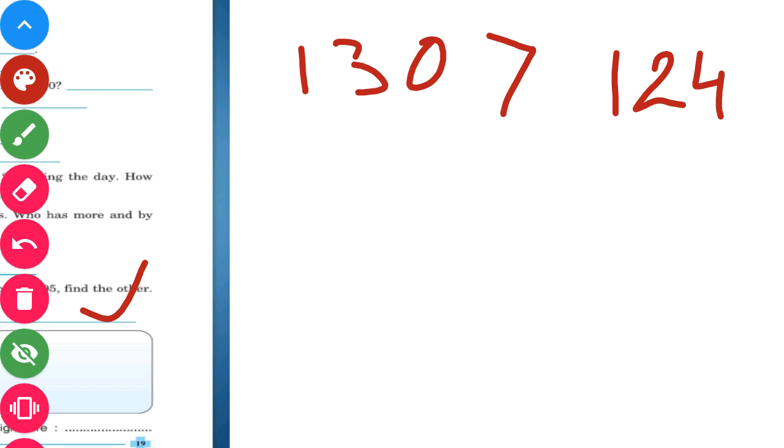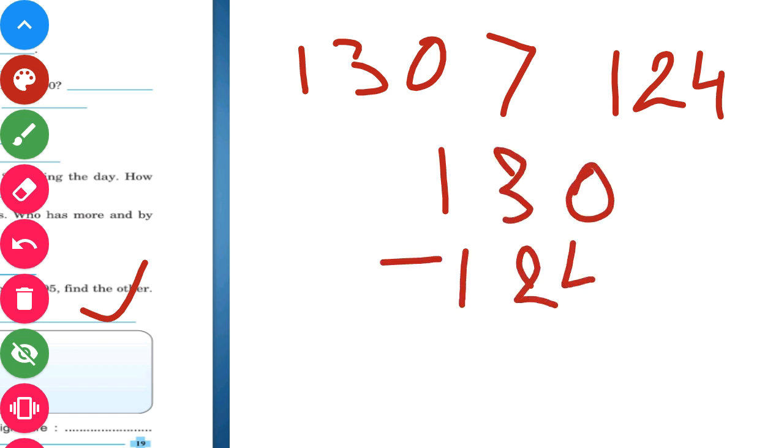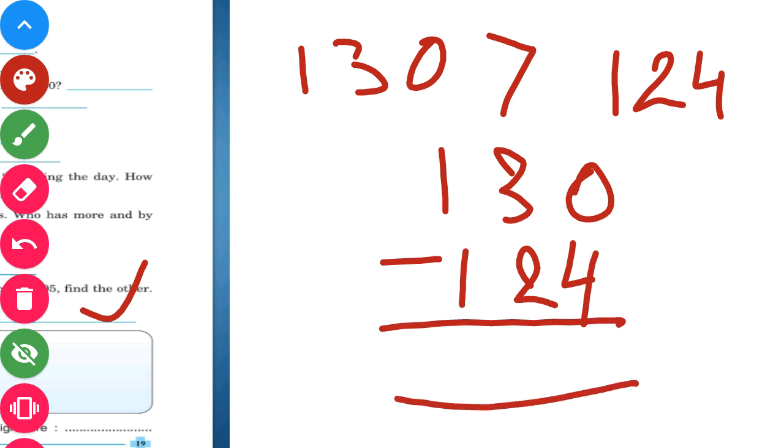130 is greater. Okay, and next part is it has been asked that by how much. So now we have to subtract 130 minus 124. Let us do 130 minus 124. We will start from ones place. We are having 0 there at ones place. So we cannot subtract 4 from 0.